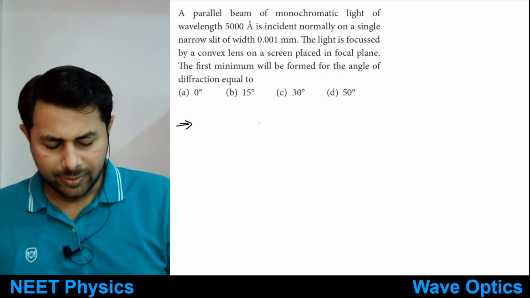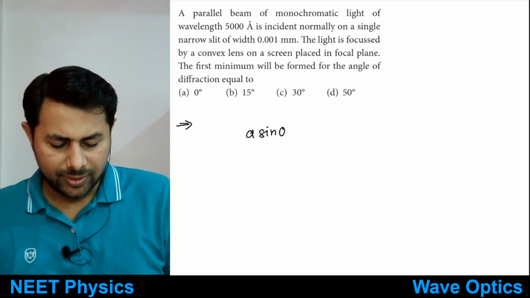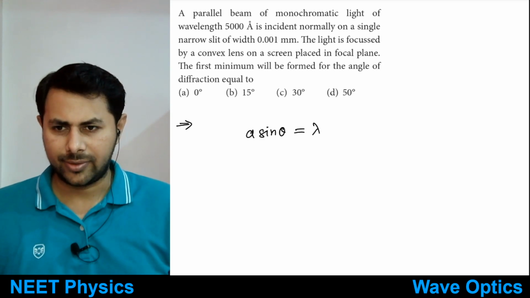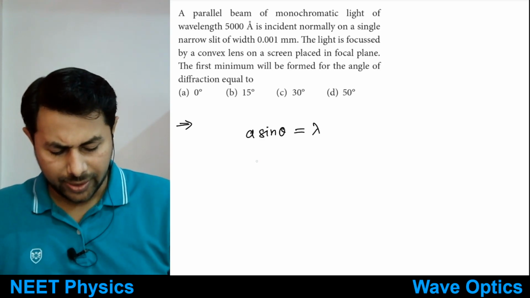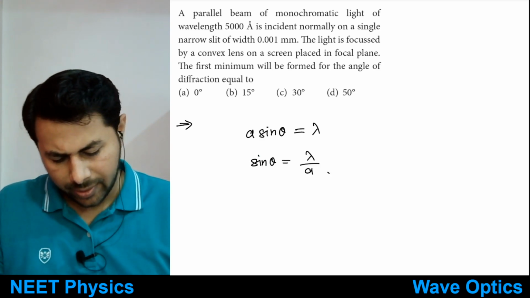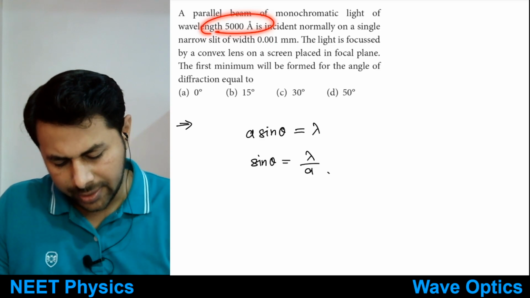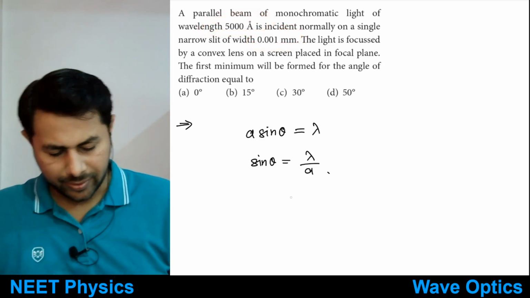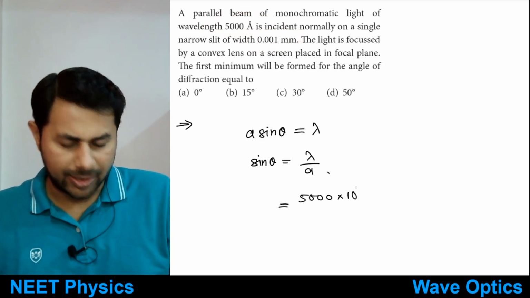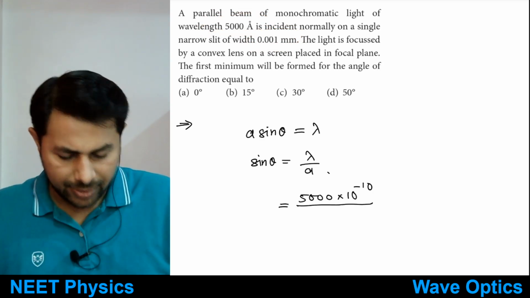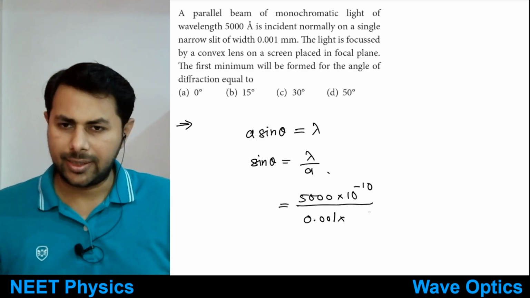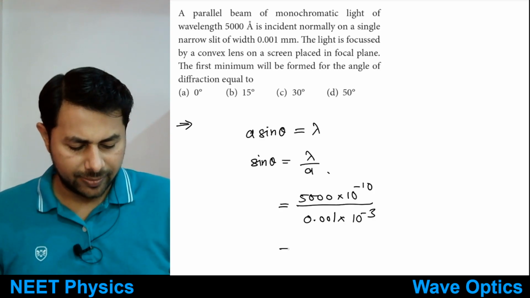So tell me, we have a sine theta. For the first minimum, it must be equal to lambda. Therefore sine theta would be equal to what? Lambda by a. Lambda is given, a is given. So this is equal to 5000 angstrom unit, so 5000 multiplied by 10 raised to minus 10, divided by the width of the slit, which is 0.001 and it's in millimeters, so 10 raised to minus 3.